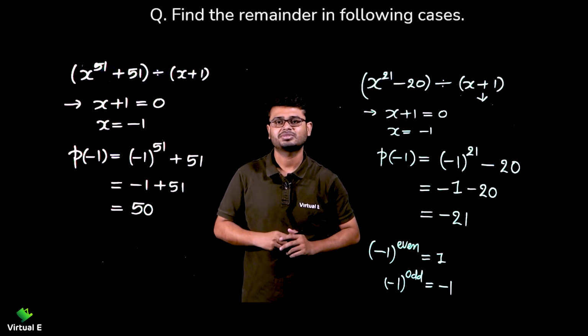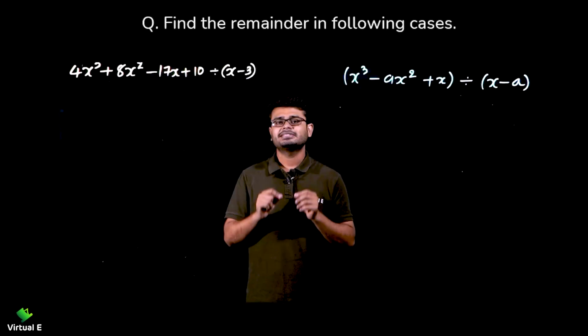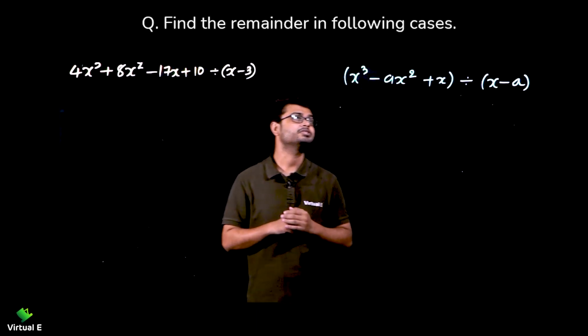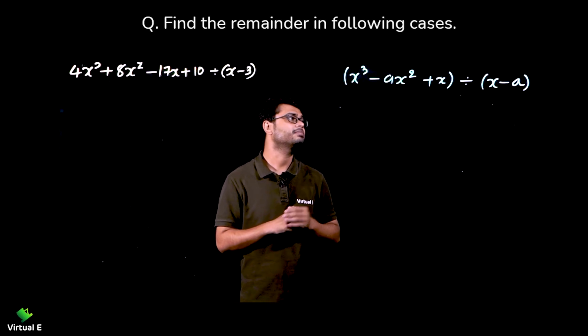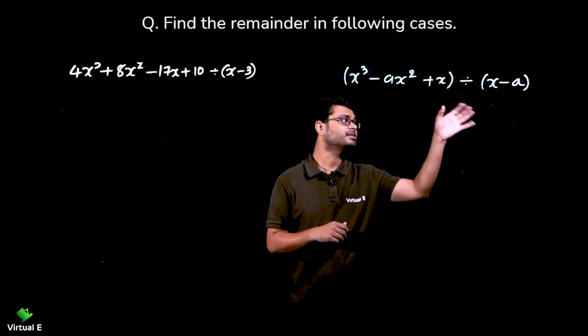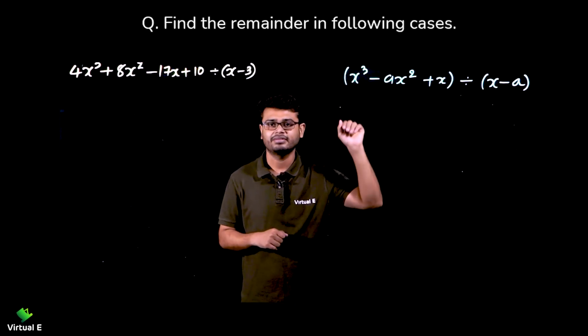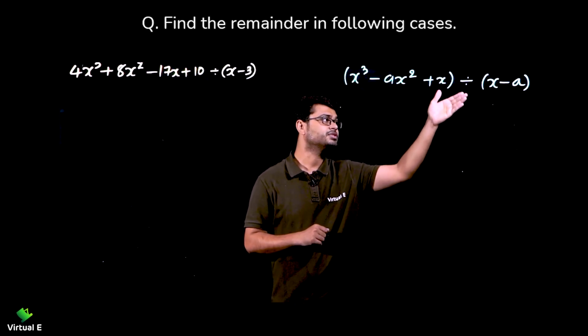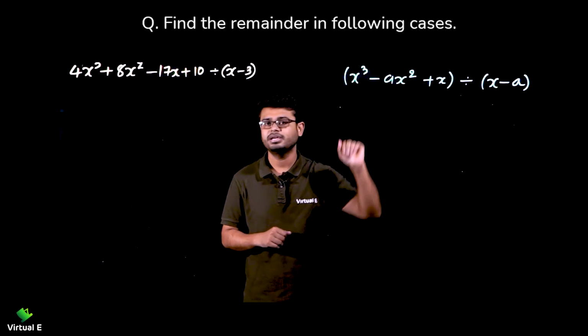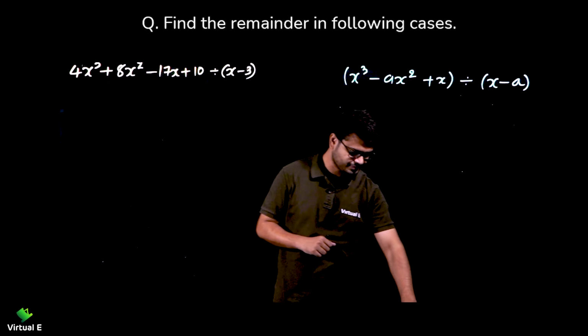Let's discuss the next question. Let's discuss two more questions in the same topic. Let's start with this one. x cubed minus a x square plus x divided by x minus a. This is the polynomial and this is another polynomial that we are dividing with. Now, we are going to first of all equate the divisor to 0, then substitute the value over here and let's see what we get.